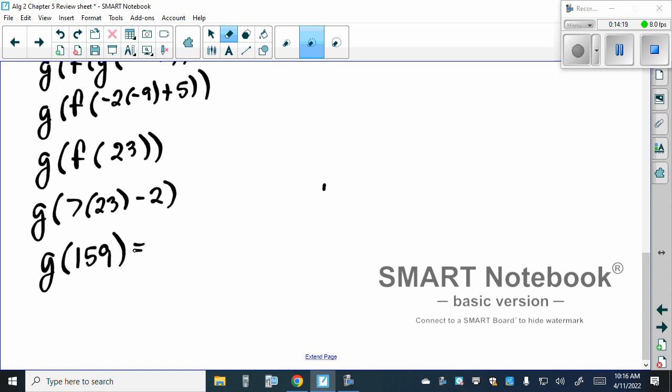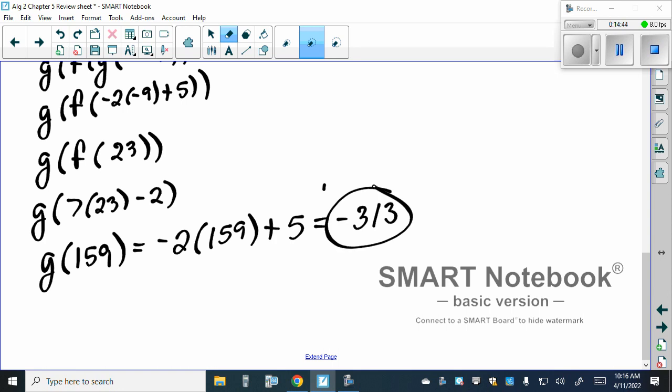So now we have g of 159, yes? So we're going to plug 159 into g of x, which would be negative 2 times 159 plus 5. And again, at this point, we just type that in. And if we type the whole thing in, we get 313. And that'd be the final answer.